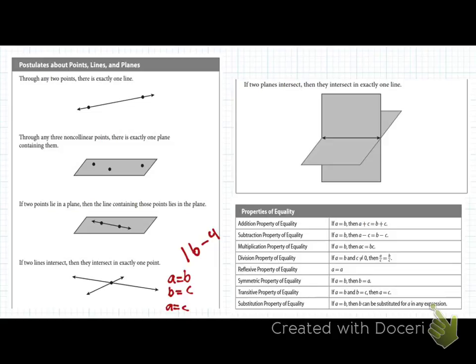Last one, substitution property. That's when we switch something for another. So let's say you had your hamburger, and at In-N-Out, it comes with a spread. What can you substitute the spread for? Ketchup, right? Does that make sense? Okay, good. Let's keep going here.